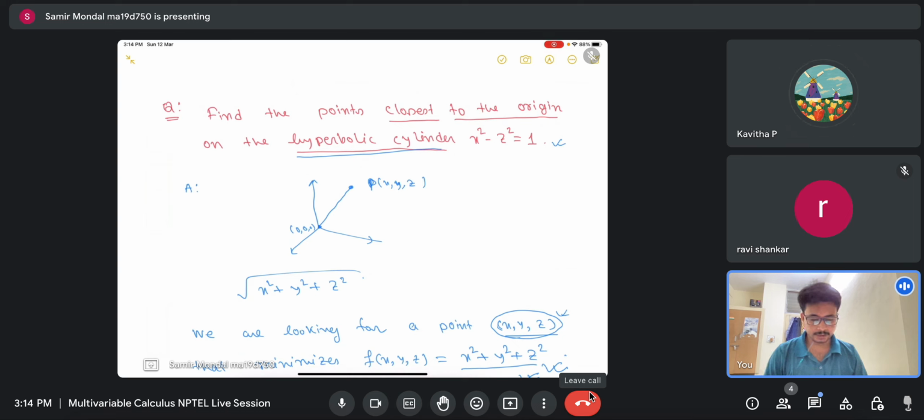So basically, in our previous lecture, we discussed the Lagrange multiplier: using the Lagrange multiplier, how one can solve the maximize-minimize problem. We discussed why we need the Lagrange multiplier, because we already know how to solve the maximum-minimum problem using the Hessian.